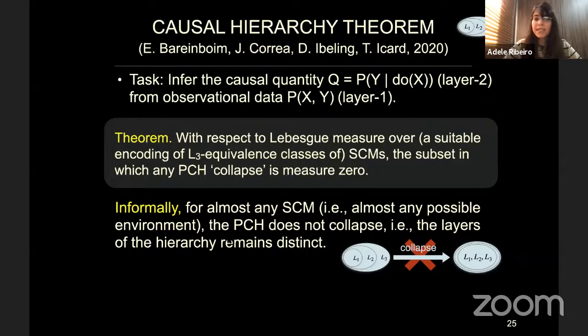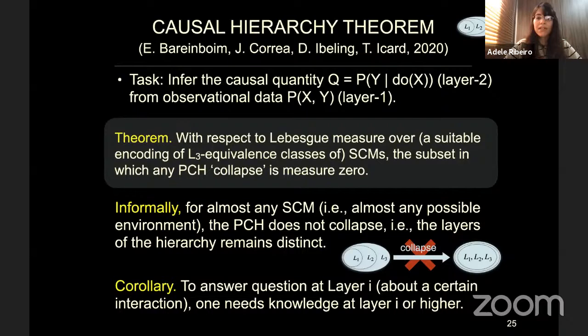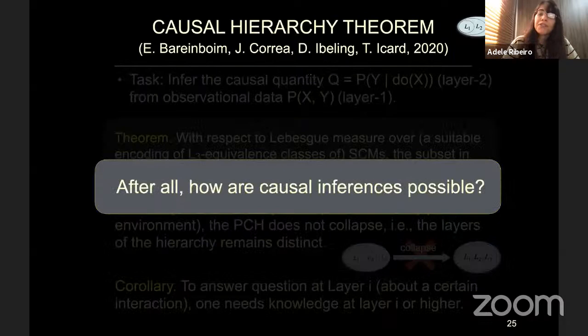and this includes almost any possible environment, the PCH, the Pearl Causal Hierarchy, does not collapse. Does not collapse means that the layers of the hierarchy remain distinct. And as a corollary, we cannot answer a question in layer two just using data that lives in layer one. We need information that lives in layer two or higher. So we need information that's in the same layer to answer questions in that layer. So after all, how are causal inferences possible given this result?